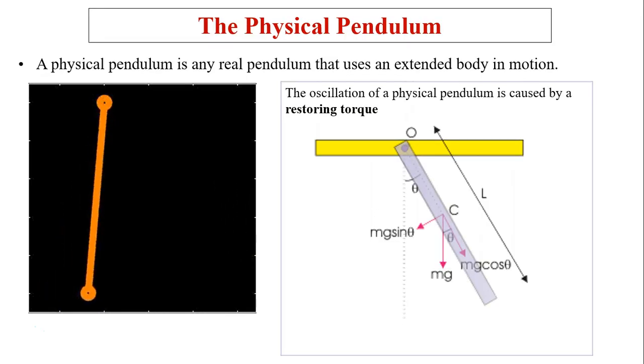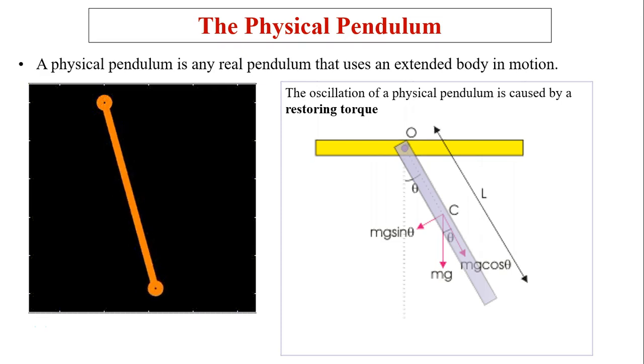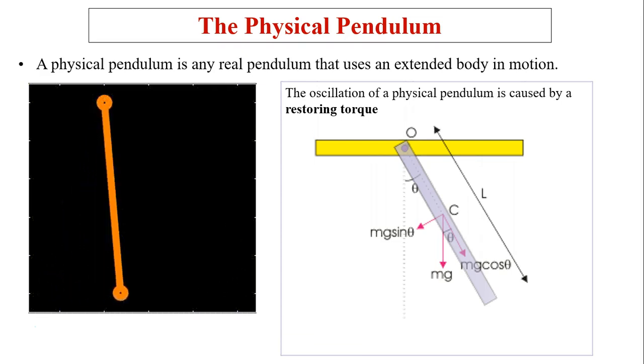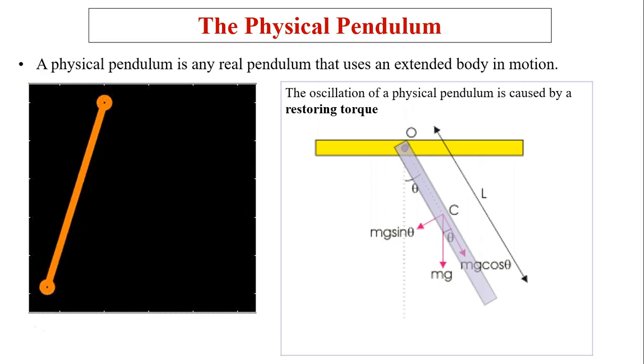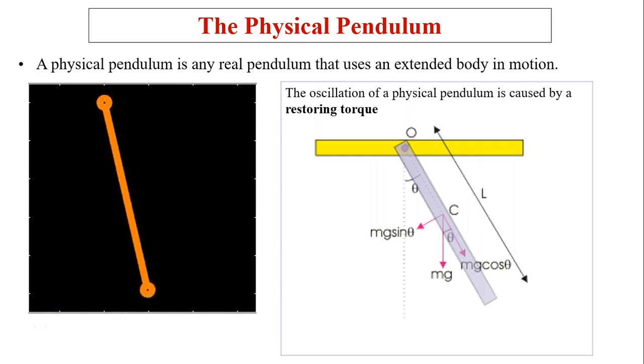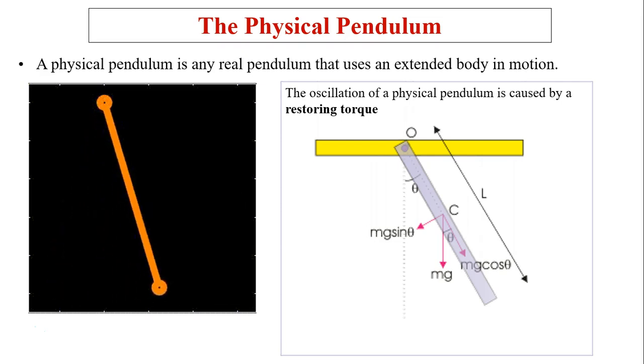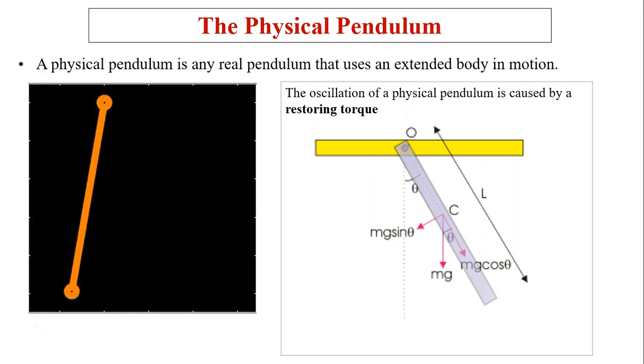A physical pendulum is any real pendulum that uses an extended body in motion. Here you see the animation of a physical pendulum. What makes the physical pendulum oscillate? The oscillation of a physical pendulum is caused by a restoring torque, and that restoring torque is caused by gravity, part of the gravity.